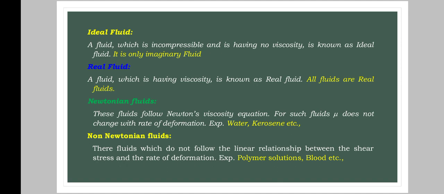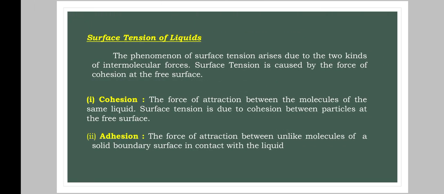Newtonian fluids follow the Newtonian viscosity equation. For such fluids, mu does not change with the rate of deformation. Examples are water and kerosene. Non-Newtonian fluids do not follow the linear relationship between the shear stress and the rate of deformation. Examples of non-Newtonian fluids are polymer solutions and blood.